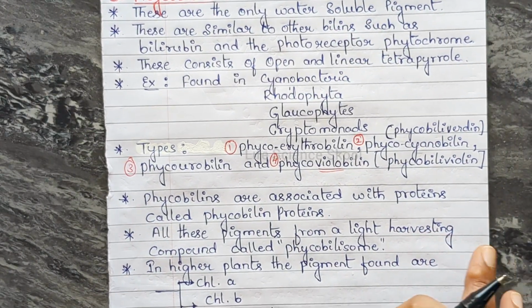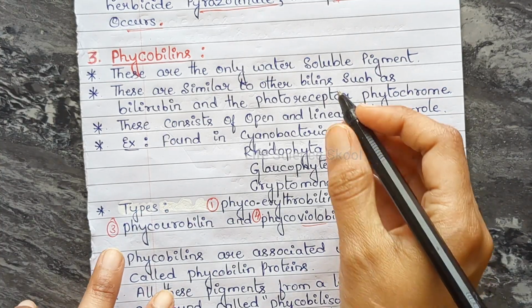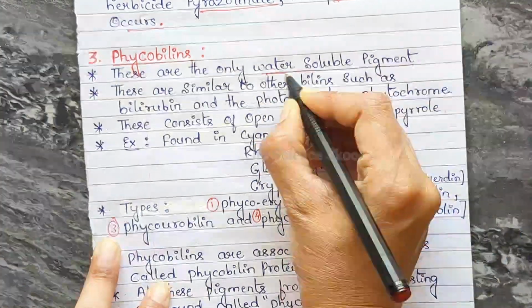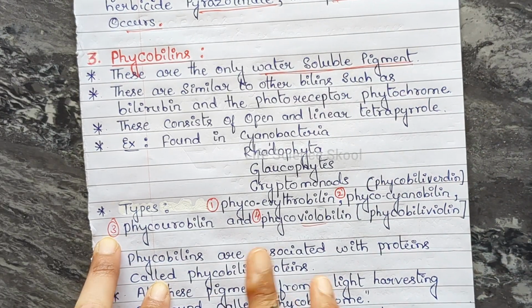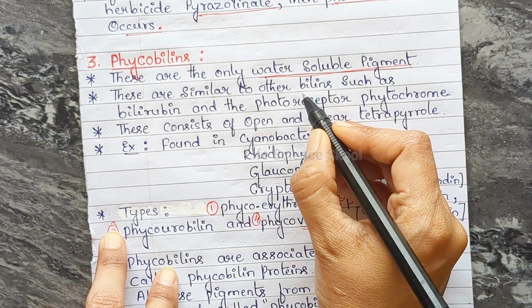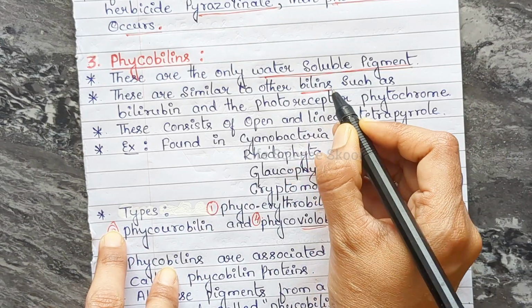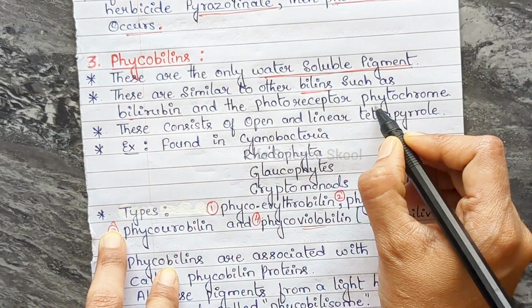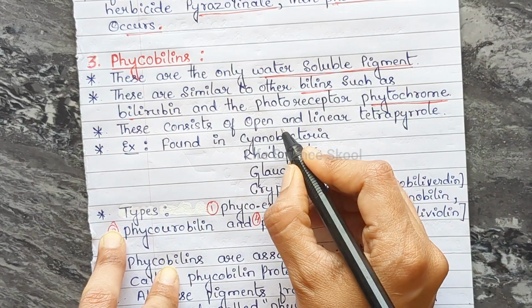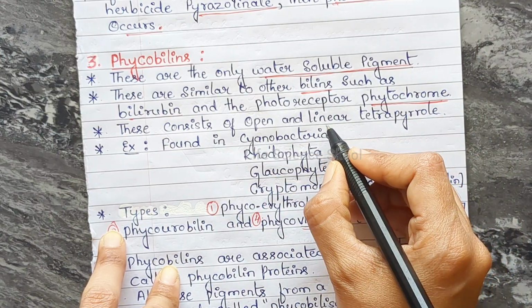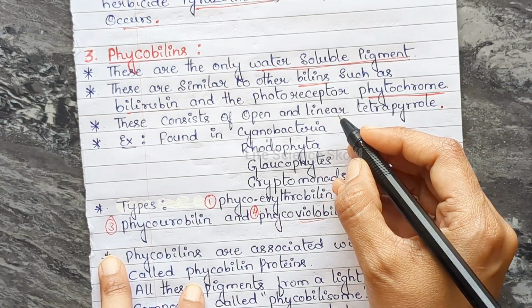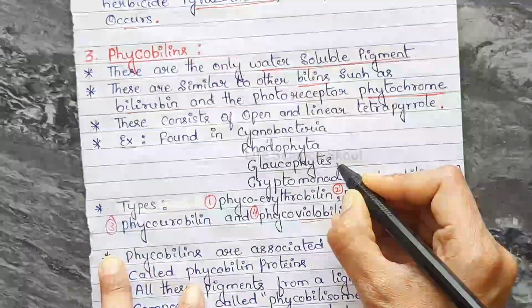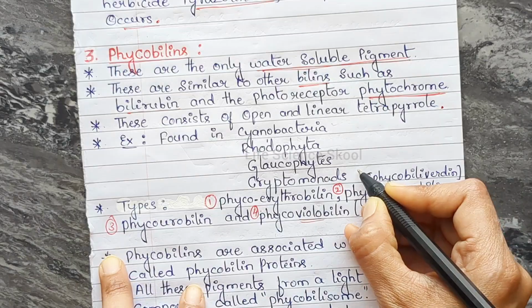Now we will move on to the third one, phycobilins. These phycobilins are the only water soluble pigments. So if they ask which is the water soluble pigment, the phycobilins are the water soluble pigments, and these are similar to other bilins such as bilirubin and the photoreceptor phytochrome. They consist of open, linear tetrapyrroles. And these phycobilins are present in cyanobacteria, rhodophytes, glaucophytes and cryptomonads.